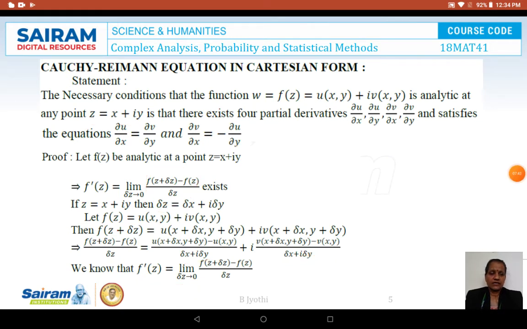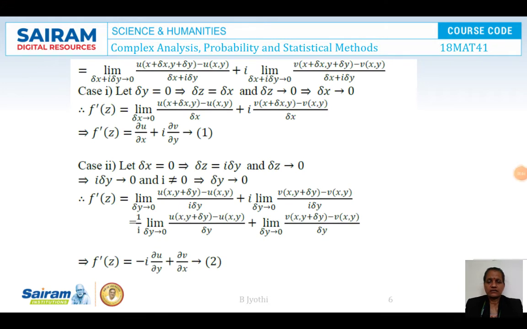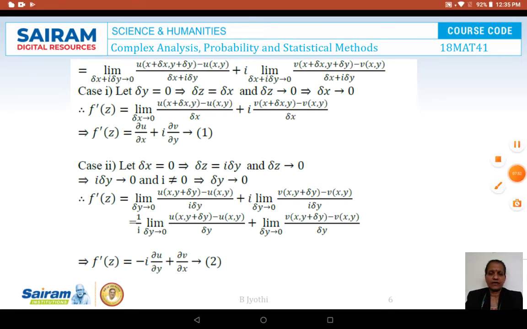Next, let us consider the two cases. Here the two cases will arise when Δz tends to 0, meaning we have Δx + iΔy as 0. When Δx + iΔy is 0, which part of it is 0? So let us consider case 1 as Δy is 0, which implies that Δz is equal to Δx. That is, when Δz tends to 0, Δx also tends to 0.